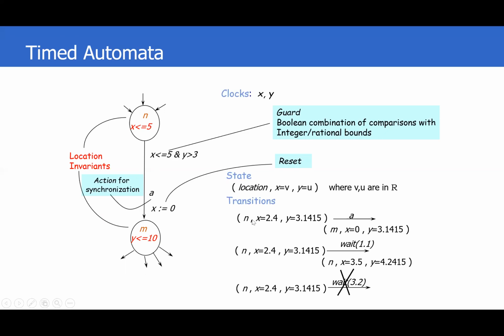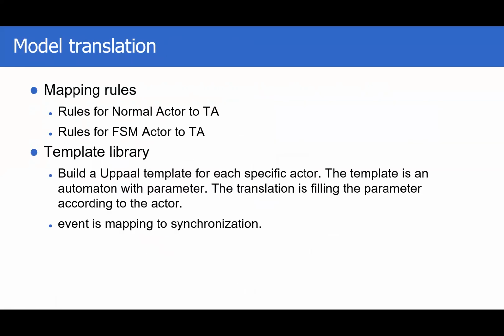Another kind is time elapse. Now let's see this one. The location is N, and the next state's location is also N, but the values of clock variables X and Y have changed because the time passed by. So this is the small example of timed automata.